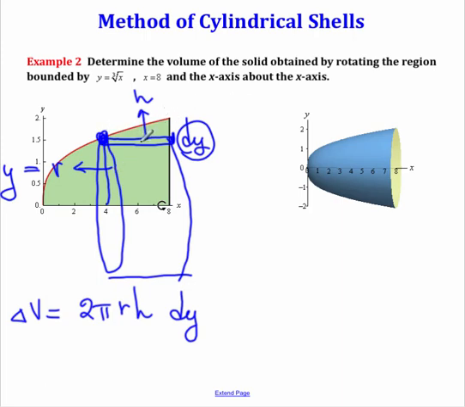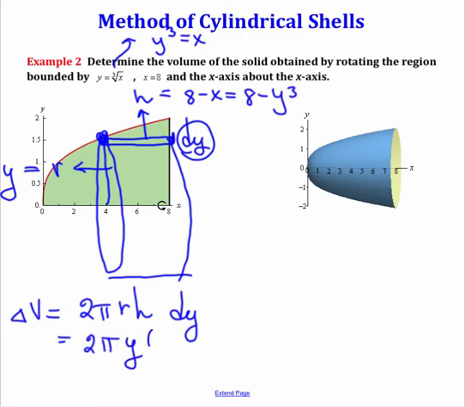The height is going to be, so you have to be careful, 8 minus the x-coordinate, right? Because the x-coordinate would give you this distance, we want to use this one. So it's going to be 8 minus x. And we don't want to have x, we want to have everything in terms of y, so we do have to do a little bit of rearranging. So if we cube both sides, we get y cubed equals x. So my height would be 8 minus y cubed. So 2 pi y, 8 minus y cubed dy. So once I have this, I'm done.